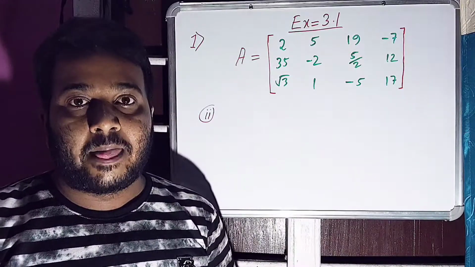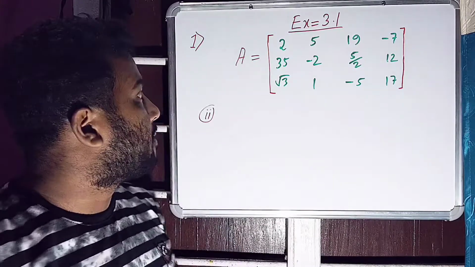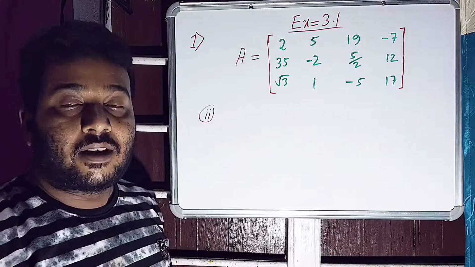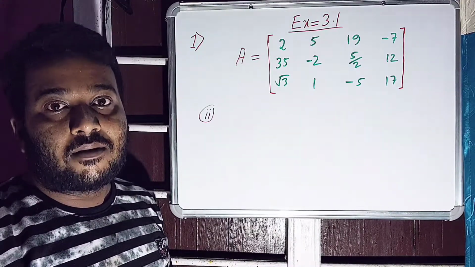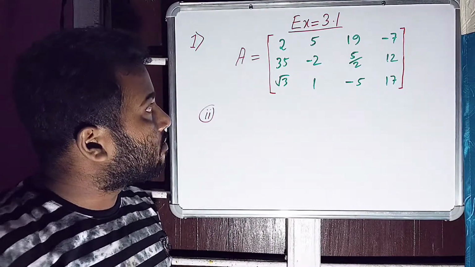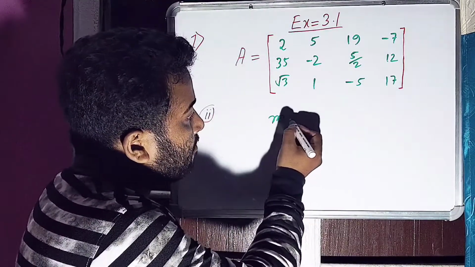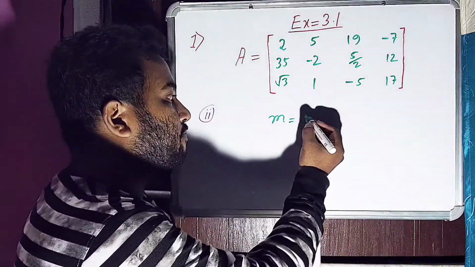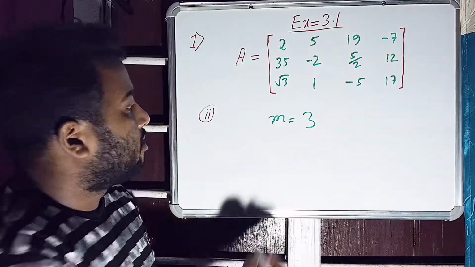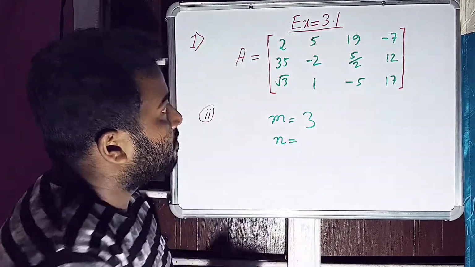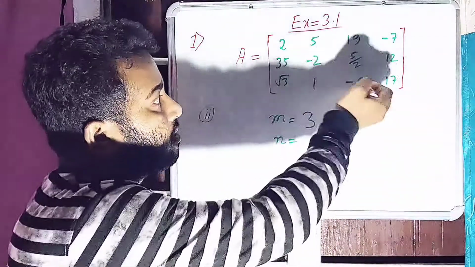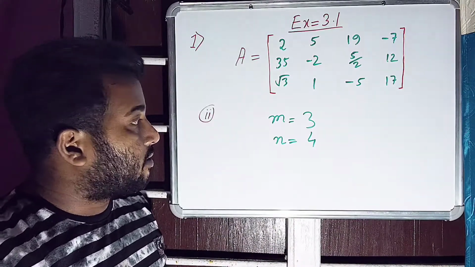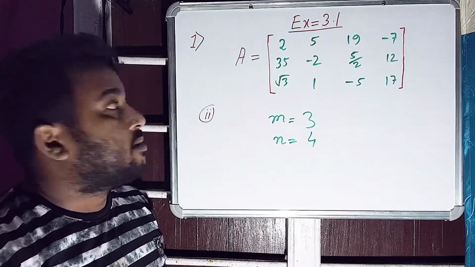In question 2 of 1, we will find the number of elements of this matrix A. So to find the number of elements of matrix A, we need to find out the number of rows and number of columns of matrix A. So first of all, number of rows m will be equal to 3. So there are 3 rows. Now the number of columns n is equal to 4. There are 4 columns.